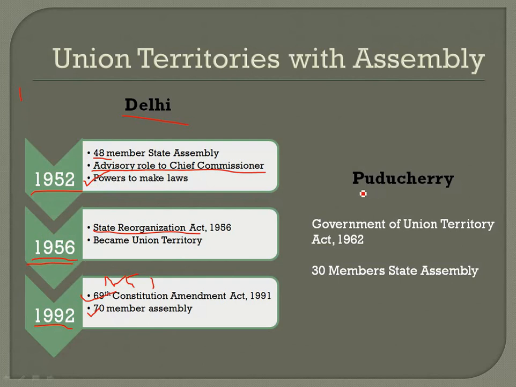Now let's talk about Puducherry. The Legislative Assembly of Puducherry was provided by the Government of Union Territories Act 1962. It has 30 members.